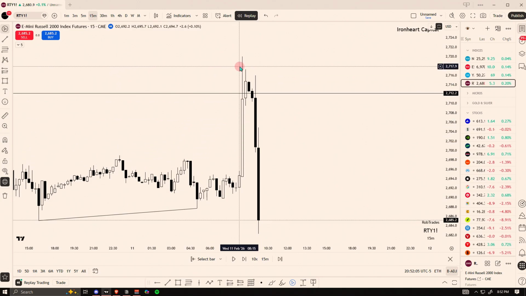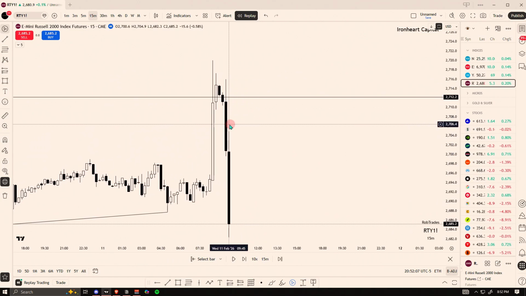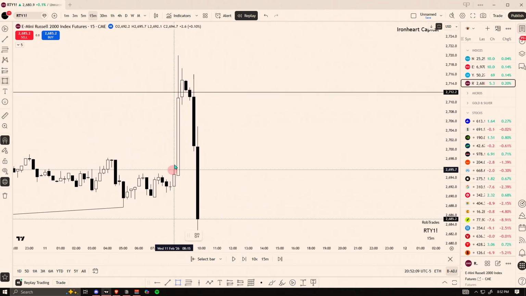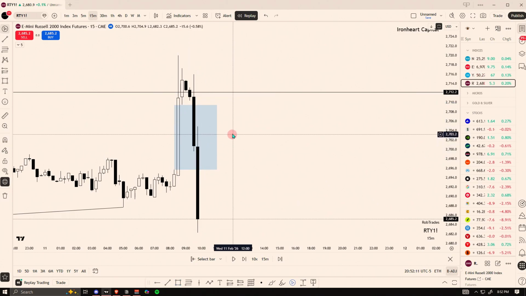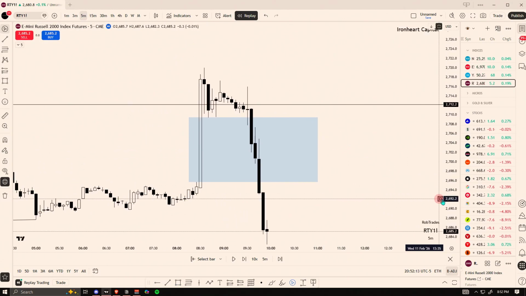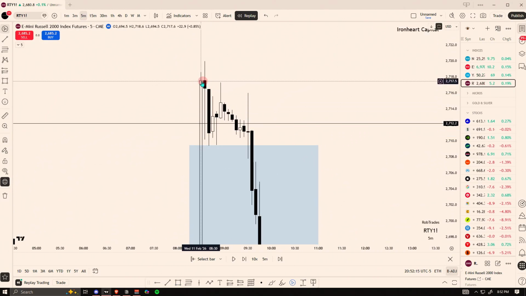8:30 is hitting that draw. And if I'm looking for a continuation, again, same thing. All I'm looking for is a 15-minute or higher PD array. And then we can look for that continuation signature. And if we look, the PD array was tapped, never closed above.